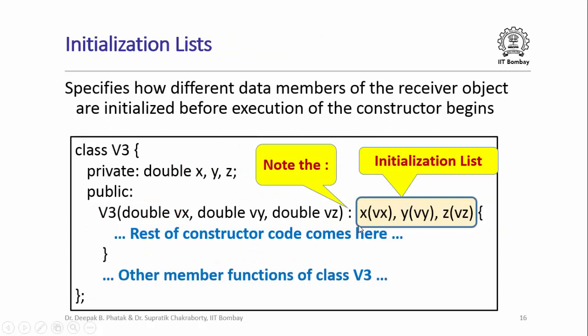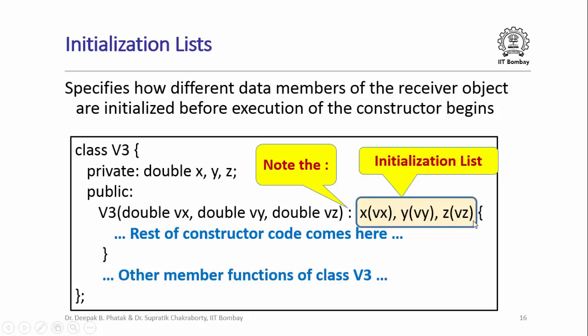Now in C++, there is also another very interesting way by which you can specify how different data members of the receiver object are going to be initialized before the execution of the constructor begins. For example, here is the class v3, once again having three data members x, y and z. Here is my constructor function which takes three parameters vx, vy, vz, and after that I have put a colon here, and then I have specified an initialization list here.